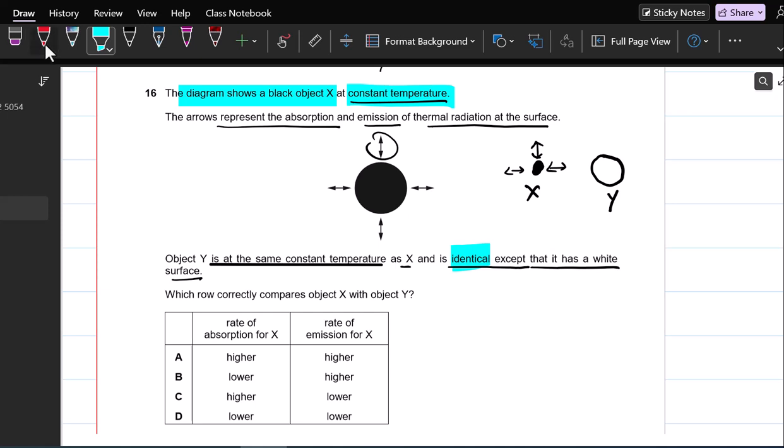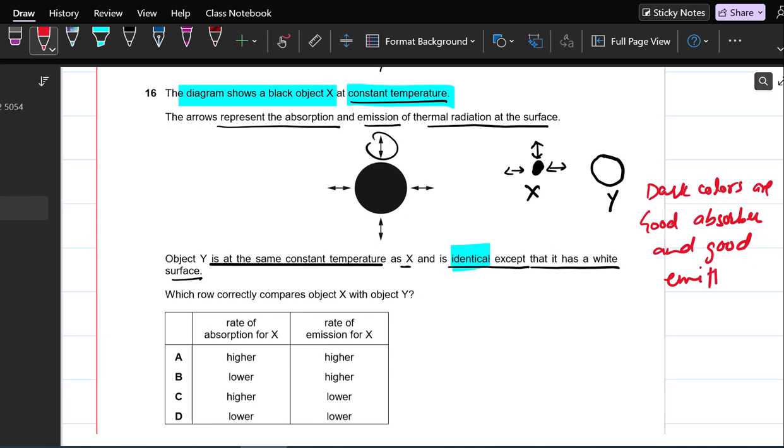So I would say dark colors are good absorbers and good emitters. So it means thermal radiation absorbed or emitted by black, meaning by X, is better as compared to Y. So which row correctly compares object X with object Y? So the rate of absorption for X is higher, rate of emission is also higher. Straight question, simple. The right option is A.